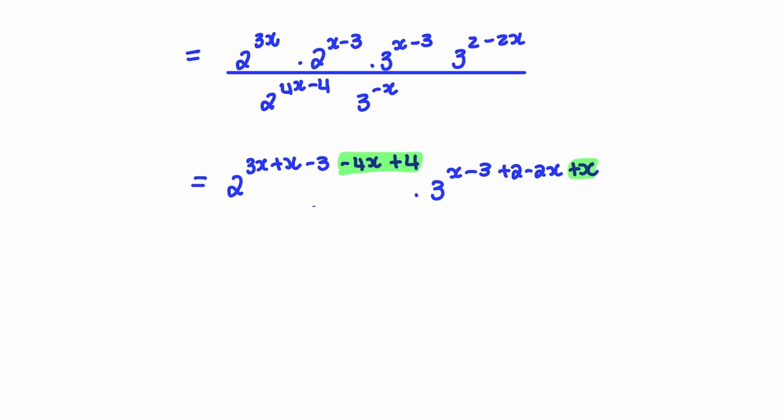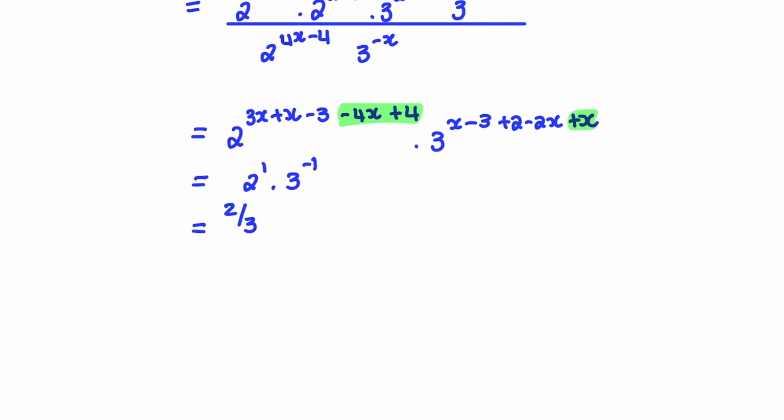And now we do the same with the 3's. In the numerator, we are multiplying the 3's with each other. So therefore, we add these exponents together. So it becomes x minus 3 plus 2 minus 2x. And then because we are dividing, we are subtracting. So if I subtract negative x, it becomes negative negative x, which creates a positive x.